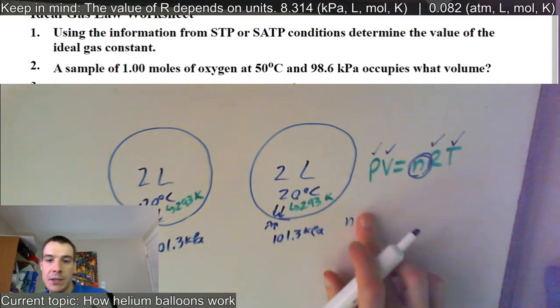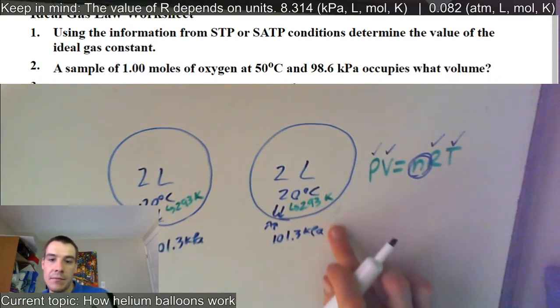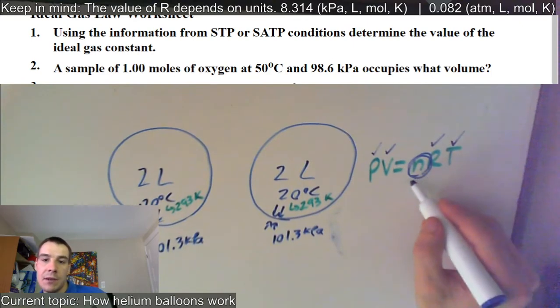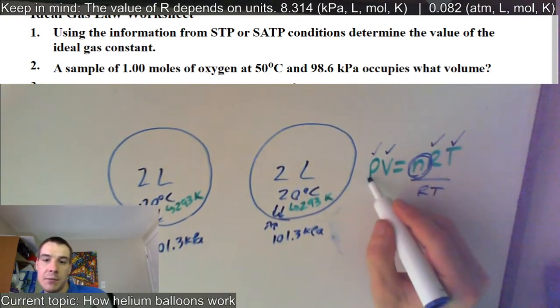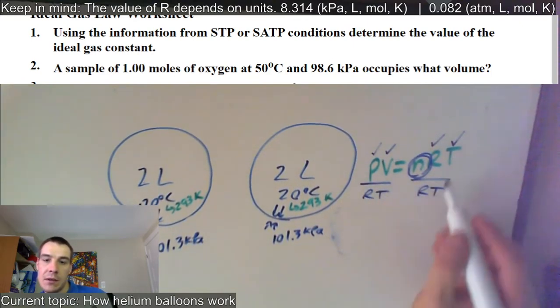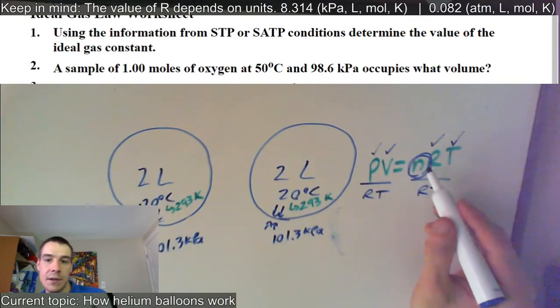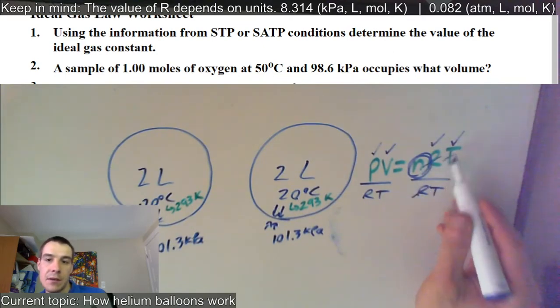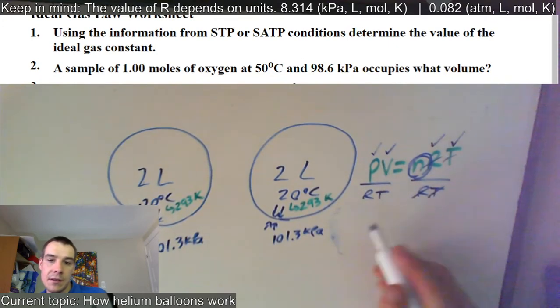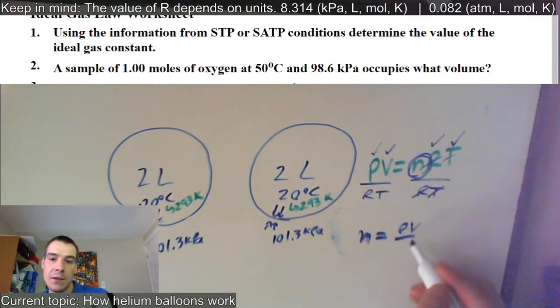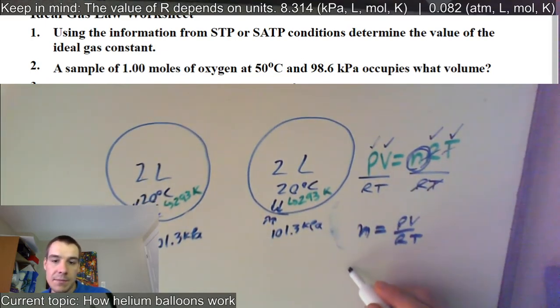Right, n is equal to, when we want to rearrange this thing, we can rearrange it for n. We're going to divide by RT on both sides. Divide by RT to get RT out of here, because if we divide by RT, those reduce to 1. So we're going to end up with n equals PV over RT. And then all we have to do is put in the numbers we know.